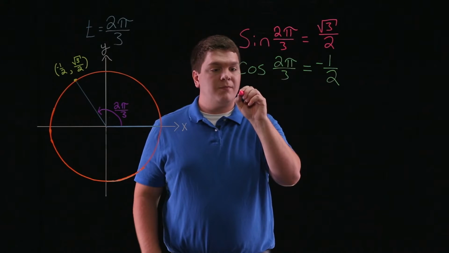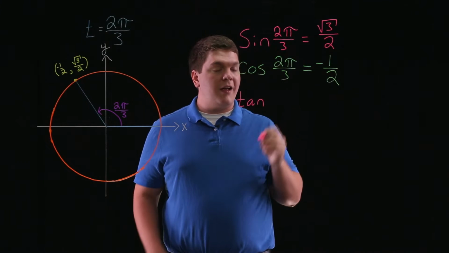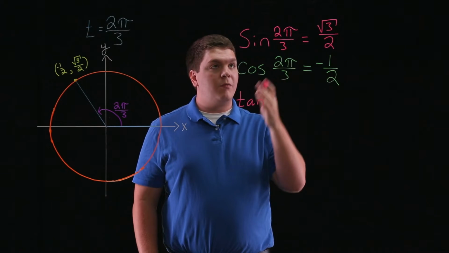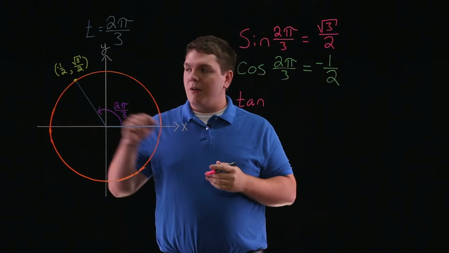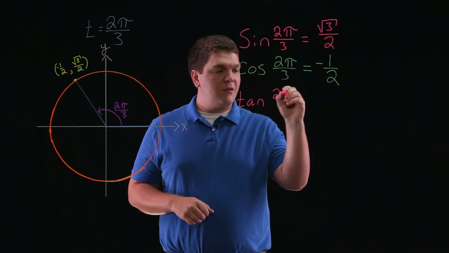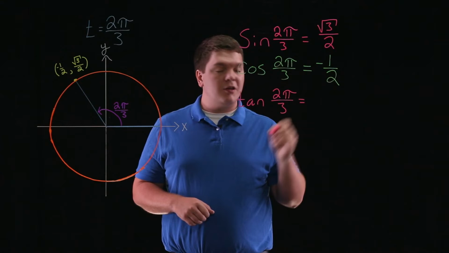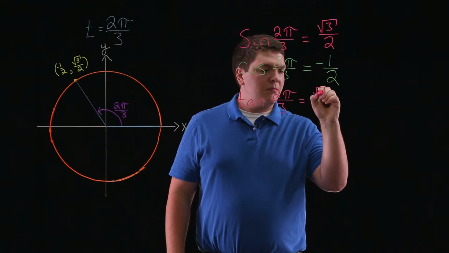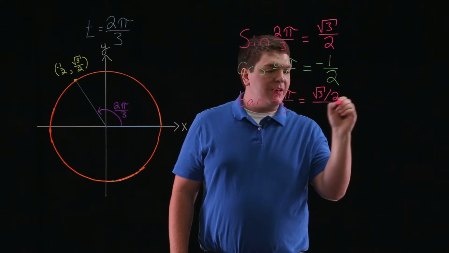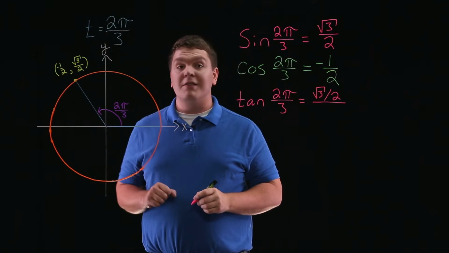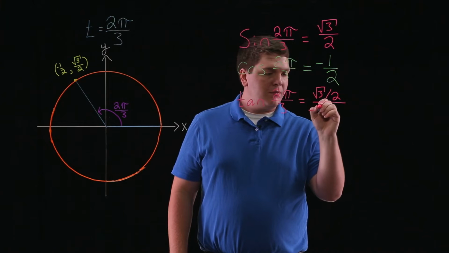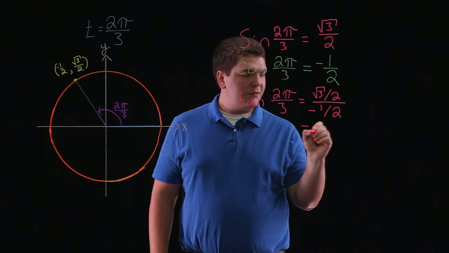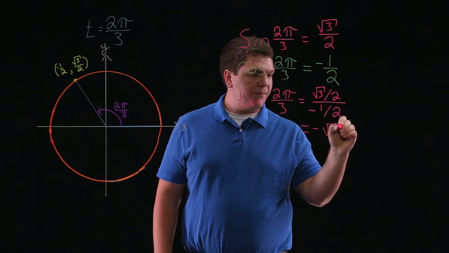Now, tangent of any angle is the ratio y divided by x. So looking at this point, tangent of 2 pi divided by 3 is going to be the y value of our point, the square root of 3 divided by 2, divided by the x value at our point, which is -1/2. Now this simplifies to negative square root of 3.